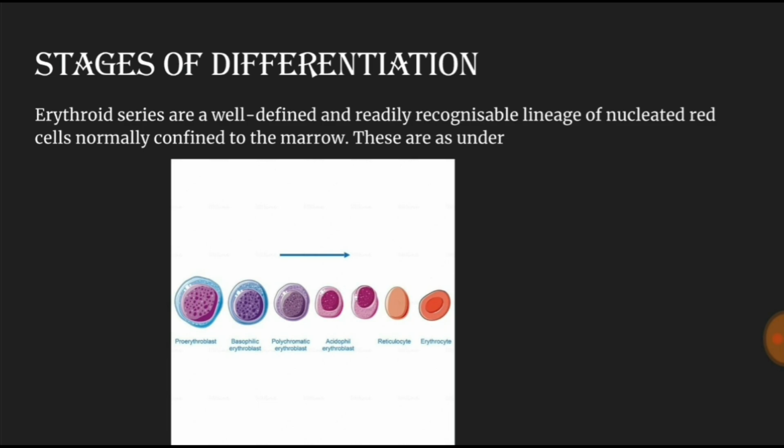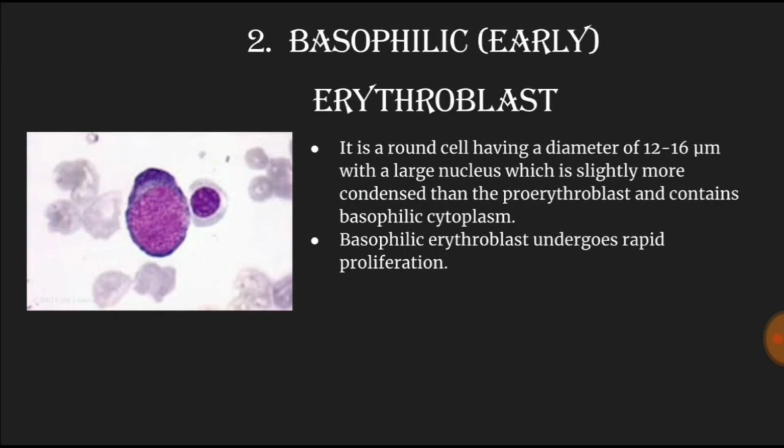Now moving to the next stage, which is the basophilic or the early erythroblast. As you can see in the diagram, it is a round cell having a diameter around 12 to 16 micrometer with large nuclei, and the nucleus is slightly condensed compared to the proerythroblast, the previous stage of the series of erythroblast. Now it also contains a basophilic cytoplasm, and it undergoes a rapid proliferation or the rapid conversion or division.